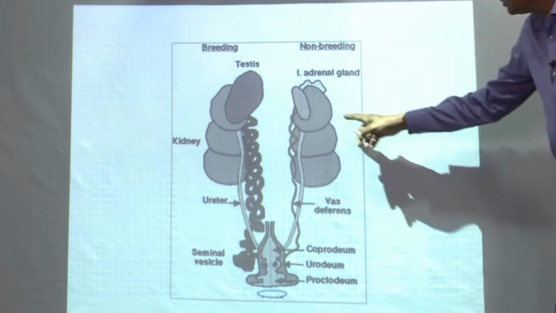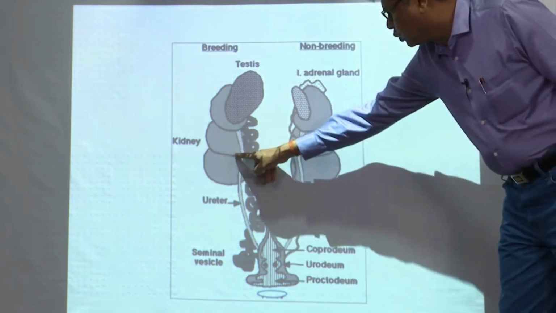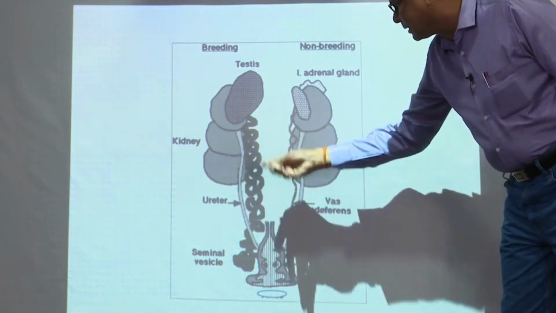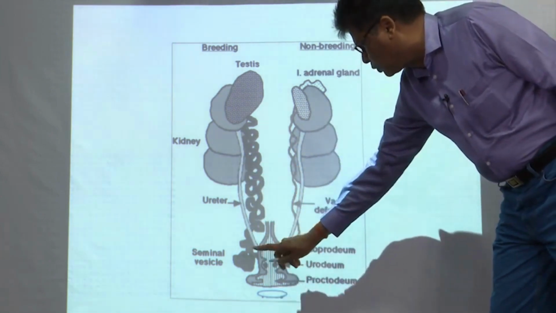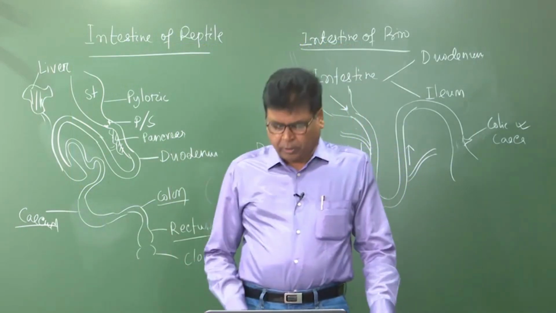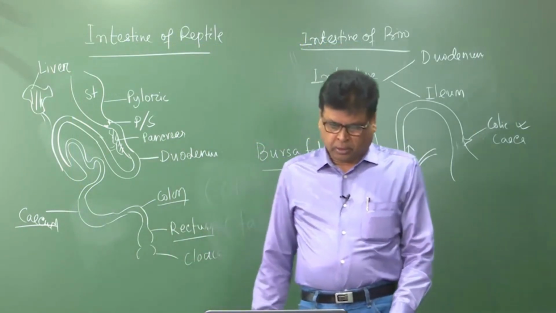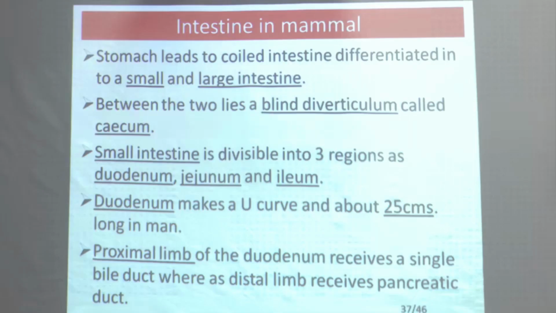Now you see, this is the structure of a bird. This is the kidney and this is the ureter. The kidney produces urine, which passes through the ureter, and this ureter opens to this region. So this is just one structure to show you the different chambers of the cloaca in a bird. Now come to the next part, the intestine of mammal.